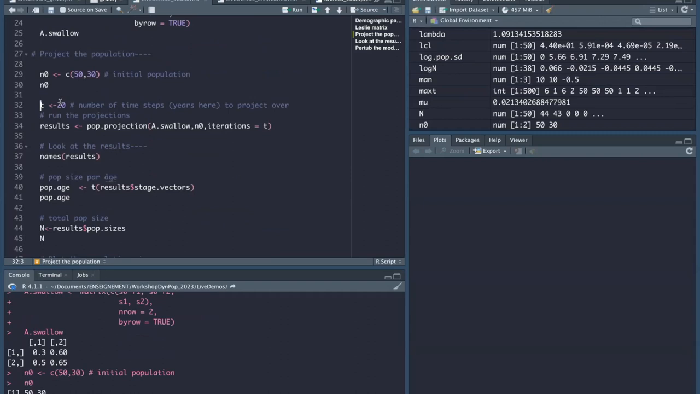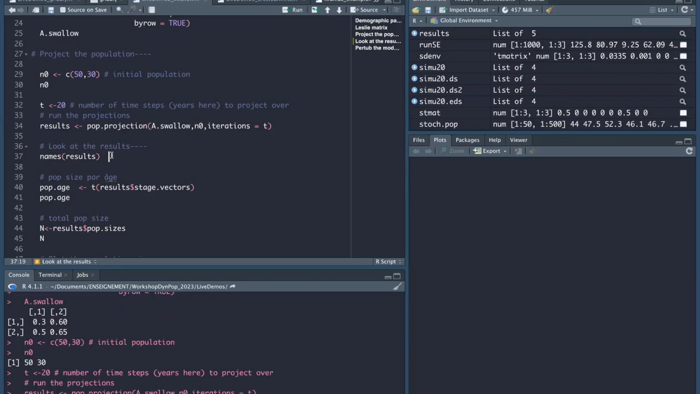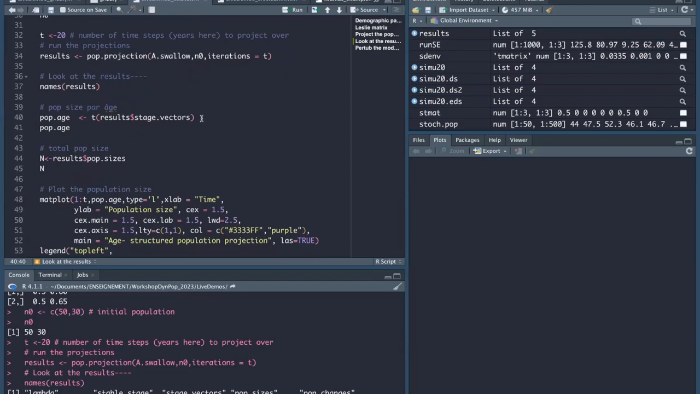And let's say we want to run the projection for 20 years. So to project the population, we just use this function, pop.projection. As parameters, we provide the Leslie matrix, initial population size, and the number of years of the projection. Okay, you see it's instantaneous, and we can look at the results with these five components in the result list. And that's a deterministic projection.